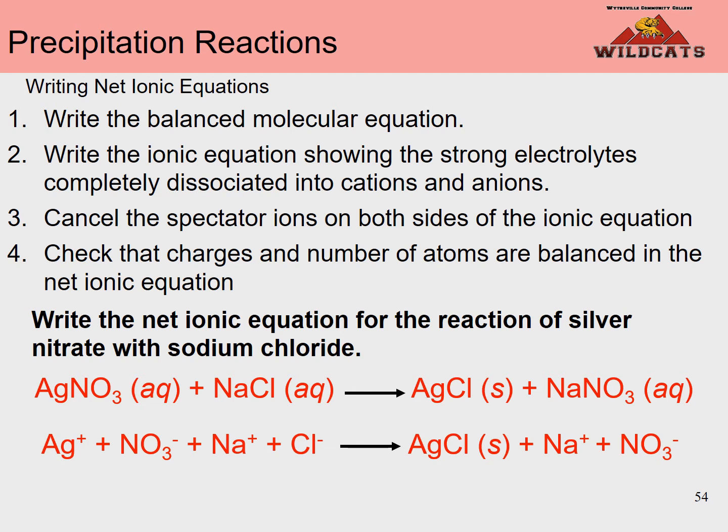I'm then going to cancel out the ions that are found on both sides, so I'm canceling out the spectator ions. And if you'll notice, what I've got left is the Ag and the Cl that produce AgCl, and that is my net ionic equation.